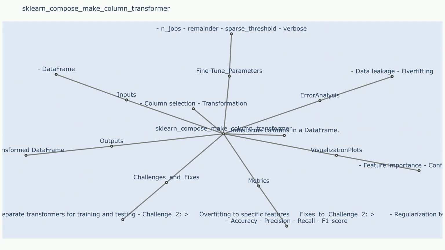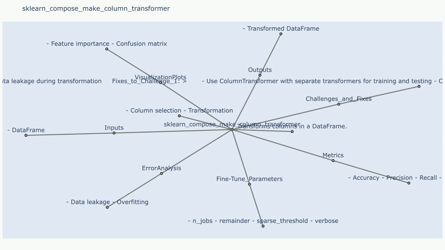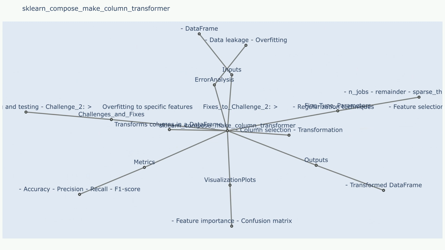Fine-tune parameters. Transformers: carefully choose the appropriate transformations for each column subset, e.g., scaling numerical data, encoding categorical features. Remainder: select drop to drop columns not in the transformers list. Passthrough leaves them unchanged. Sparse threshold: set the threshold for sparse output, applicable to certain transformers. N jobs: adjust the number of parallel jobs based on your hardware resources.